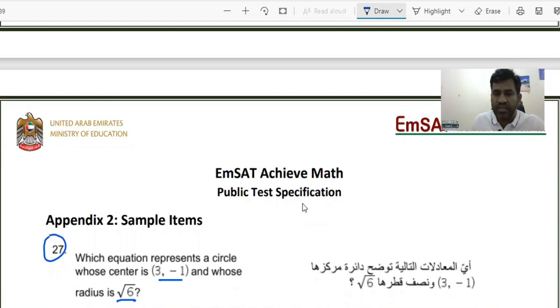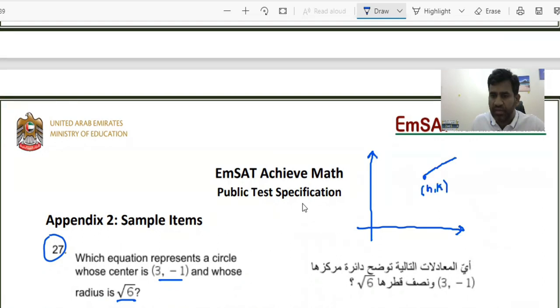Let me represent this in an xy plane, as this question is relevant to coordinate geometry. Let's take this as the center of the circle, and this as the radius of the circle. The center I'll call (h, k), and this is the radius. This is the circle I'm representing, and the coordinates are x and y. The center is (h, k).